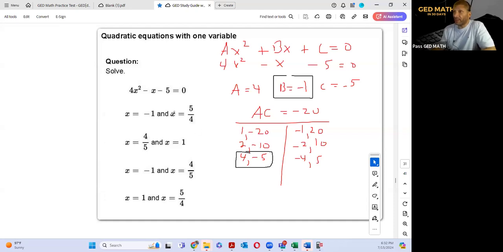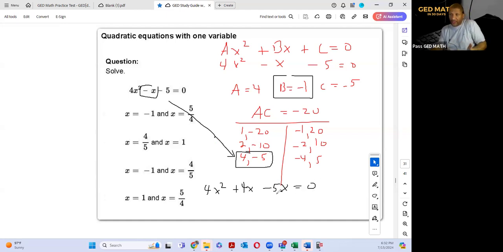You're 100% right. Because then I have to factor by grouping. So instead of this term, I'm going to replace it with these two terms. What do you mean replace it, Mr. Tinsley? I'm about to show you. 4x squared plus 4x minus 5x equals 0. When I combine these two, I get negative x, but I'm going to factor by grouping.